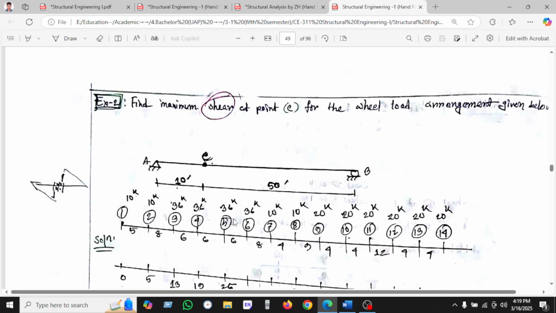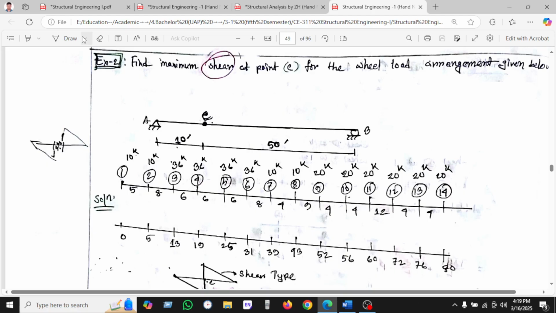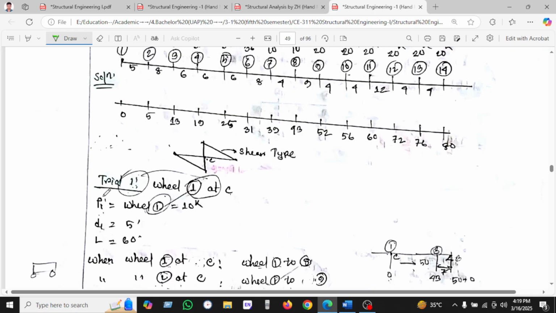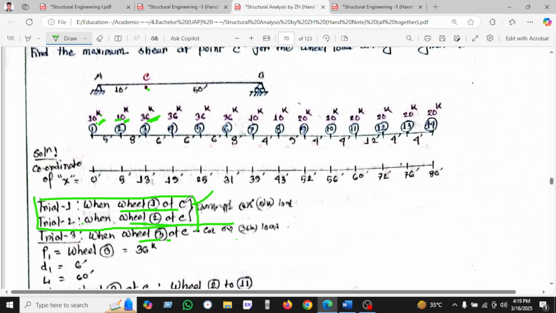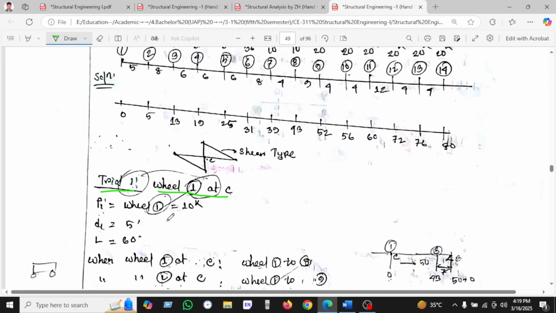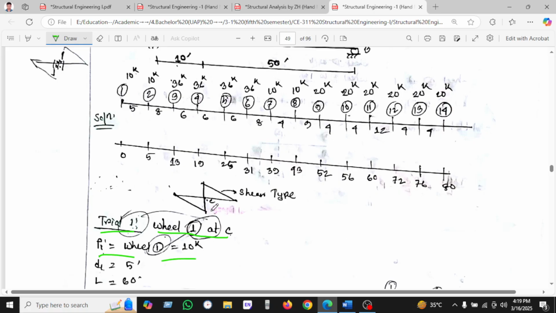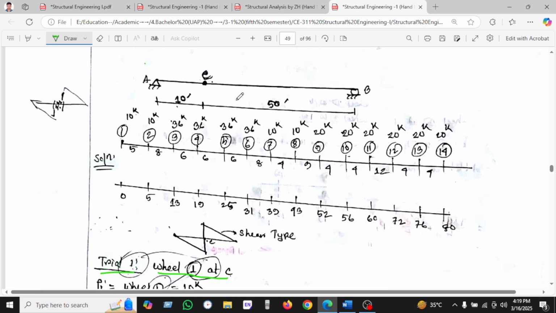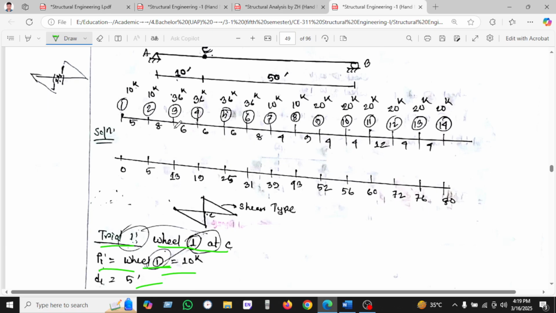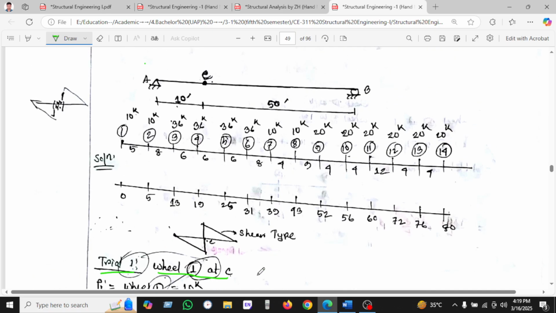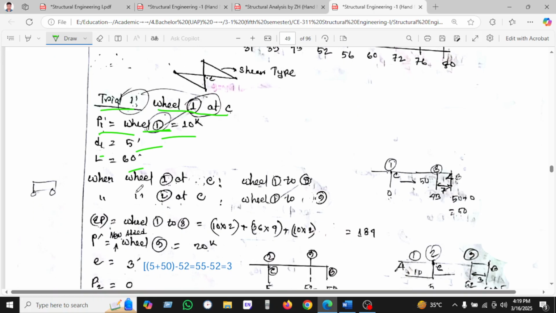Here is the same diagram, the same math I have been seeing here. So let's start trial 1, which is wheel 1 at C. We have been seeing wheel 1 at C, wheel P1, which is wheel 1 load stand keep, and D1. D1 means the wheel 1 and wheel 2 distance, which is 5 feet, and we have been seeing L is 50 plus 10, which is 60. And we have been seeing wheel 2.